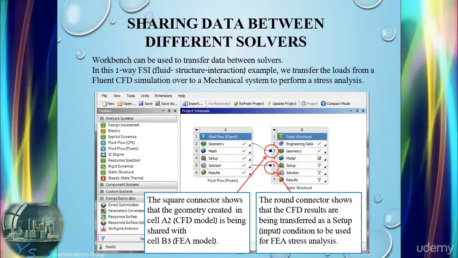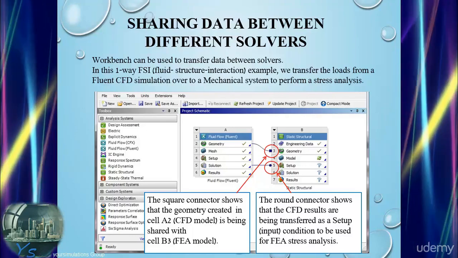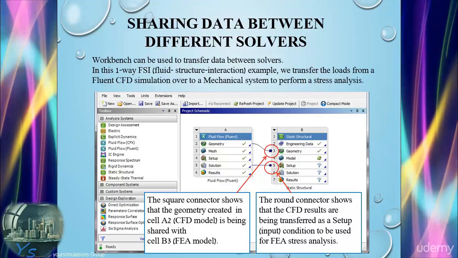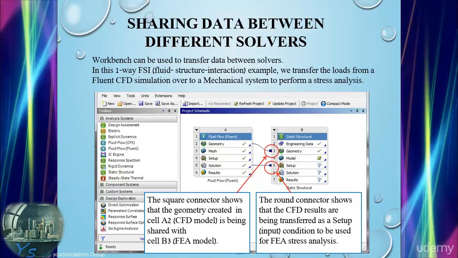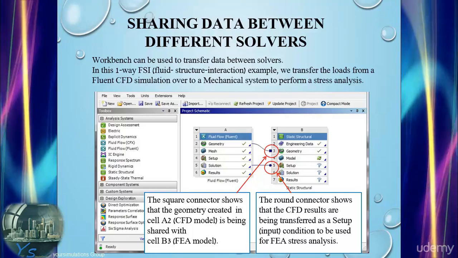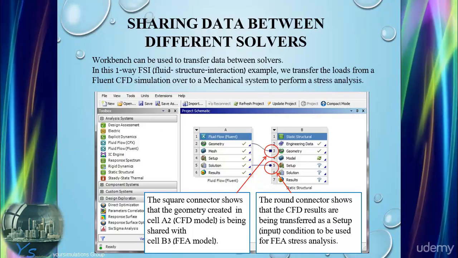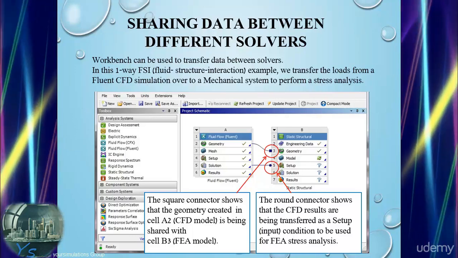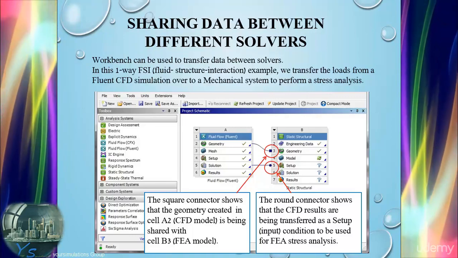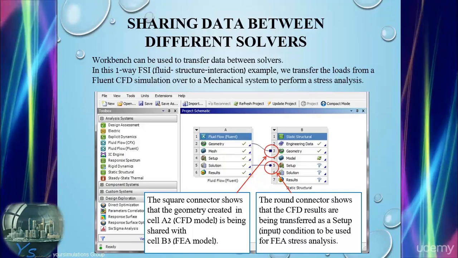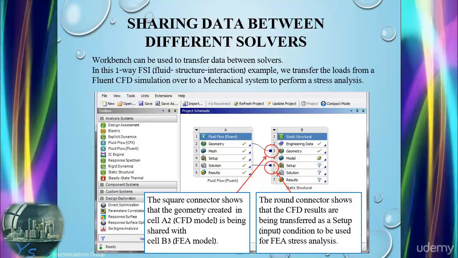This indicates that the results from the Fluent analysis are transferred to the structural analysis as a one-way FSI simulation. So we can use the fluids simulation data output and use that as an input to the structural simulation. In this way, we can couple many different types of component systems and analysis systems within the Workbench project schematic environment. It allows the user to easily see how all of these components are linked together and which elements are sharing information with which other elements.